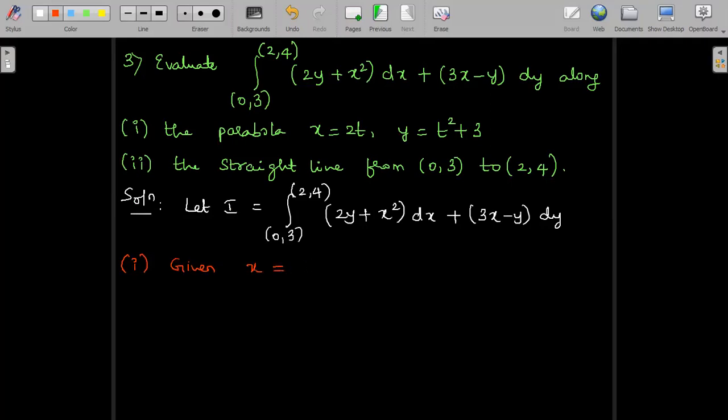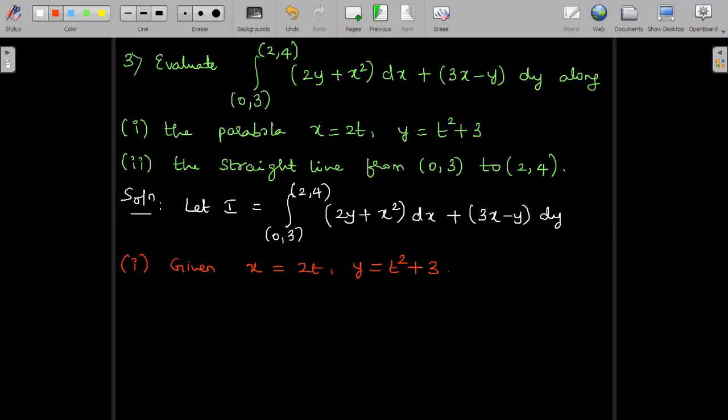Wherever x is there, let us substitute x is equal to 2t, and wherever y is there, let us substitute y as t square plus 3. Then what happens to the limits? Both are represented in terms of t. So we need to write down the limits for t and evaluate this integral.